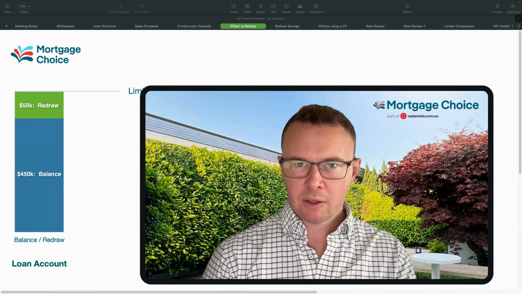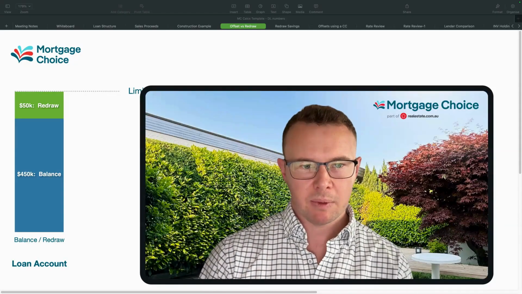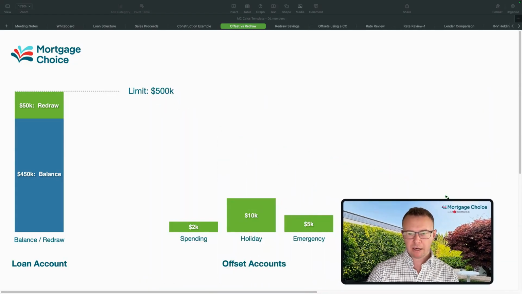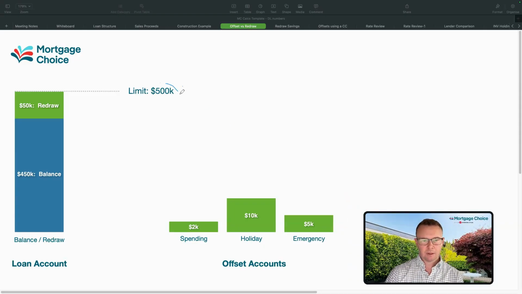Offset accounts and redraw do have separate features, and so I wanted to talk to you about the difference between them today. What I've got here in the background is a loan account of $500,000, and we've also got redraw that we've placed into the loan of $50,000, which means that we're reducing our balance from 500 to 450.